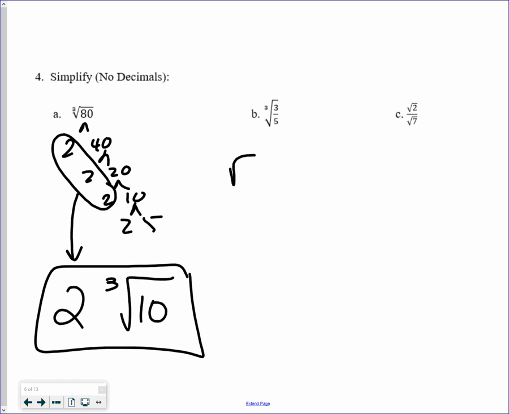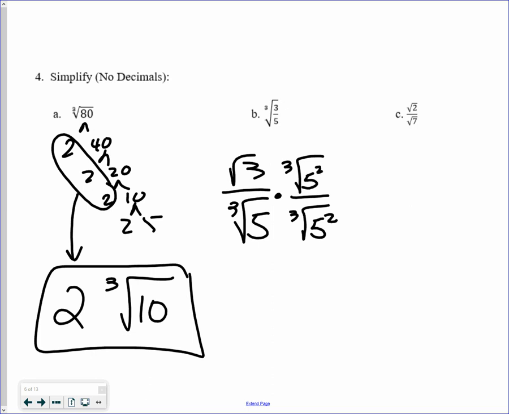Next one, you are not allowed to have any type of radical on the bottom of the fraction. So since there's only one 5, you would need to multiply by 5 to the 2nd. Because what that does is you have the cube root of 5 times the cube root of 5 to the 2nd makes the cube root of 5 cubed, which is just 5. Now I'm going to go ahead and multiply the top. So I have the cube root of 3 times the cube root of 25, which is the cube root of 75.